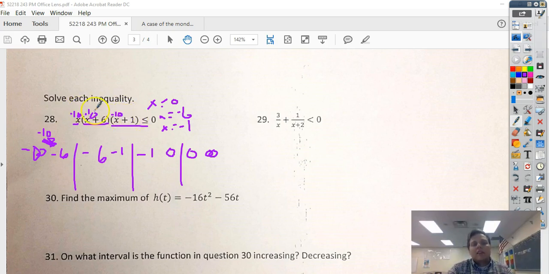So negative 10 times negative 4 times negative 9. Well, negative times a negative is negative. So I don't care about what the actual y value is here. I just care about the fact that it's negative. Now I pick an x value between negative 6 and negative 1, such as negative 3.